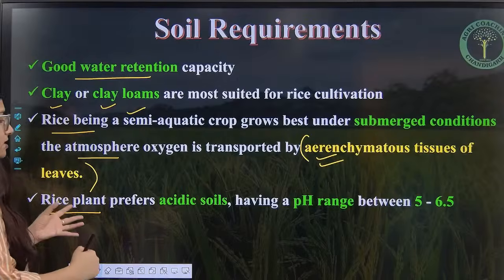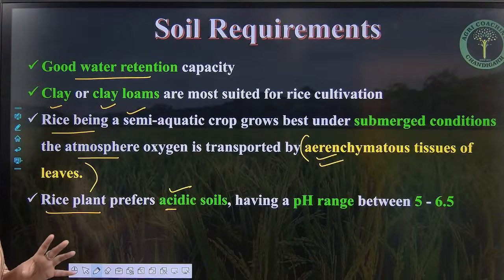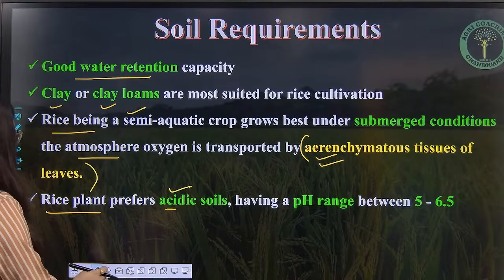Rice plant prefers acidic soils. So acidic soils are preferred which have a pH range between 5 to 6.5.